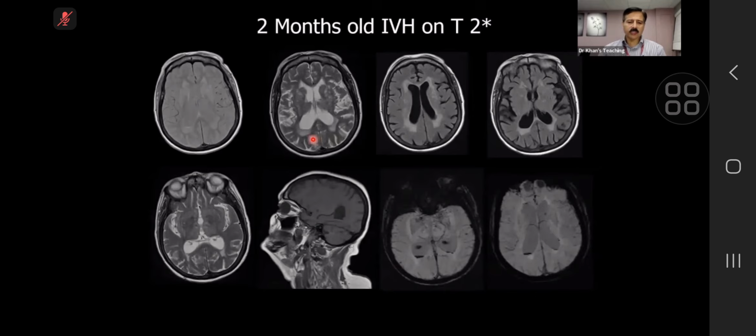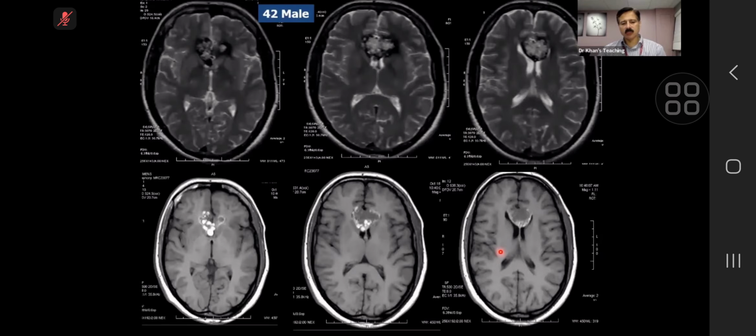Okay, so if you see here, on this T2 weighted sequence there appears to be a sort of level type of thing here. And then on this SWI, you can see this low signal. So it is in the dependent portion. So hemosiderin sitting there, which is not visible on other sequences. Okay, this is a classical exam case.